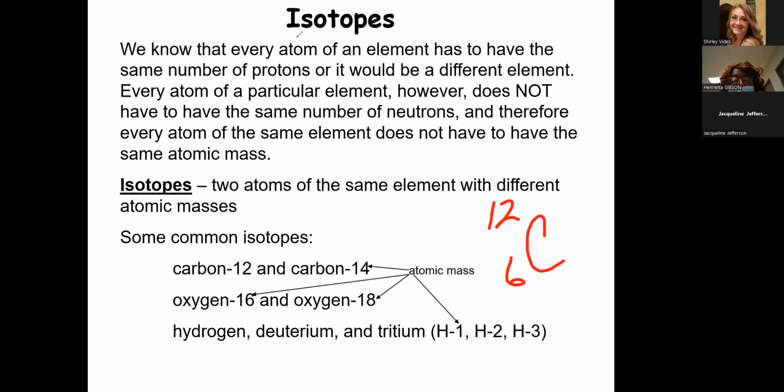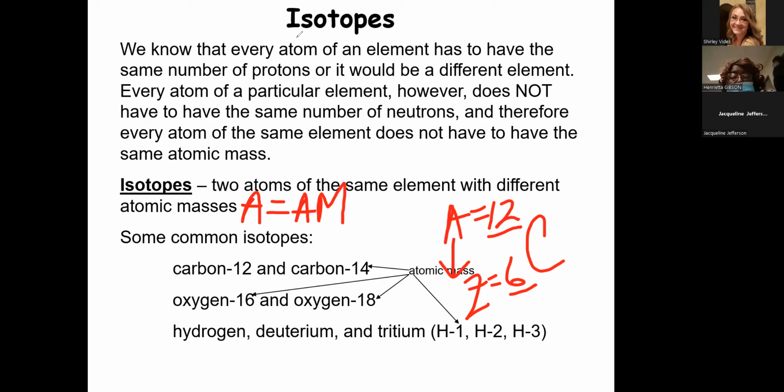So in this case, we have 12, the mass, and we have 6, the number. This one is known as A in your book, and this one is known as Z. Just remember A to Z, so that you remember which order to put them. A is the atomic mass, and I'm just going to call it AM for short. And then Z is the atomic number. That's what we want to remember.